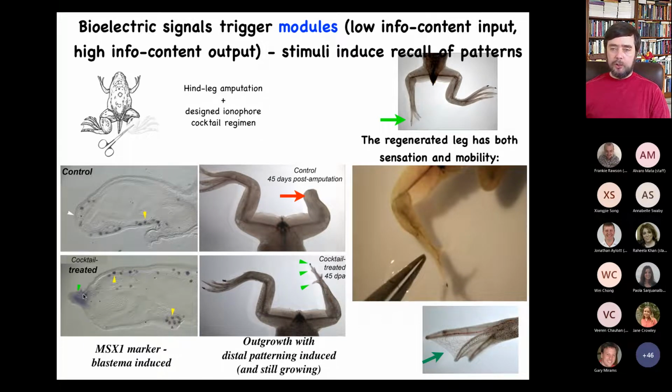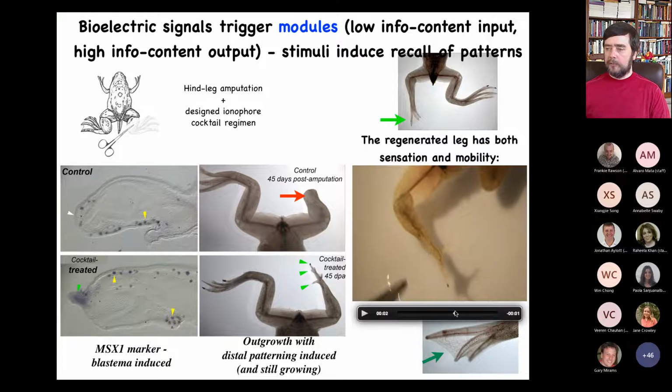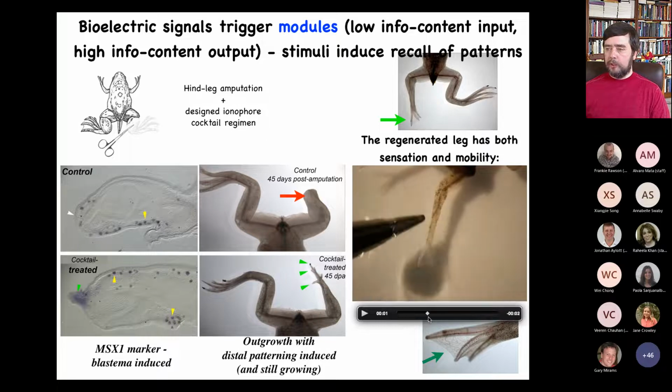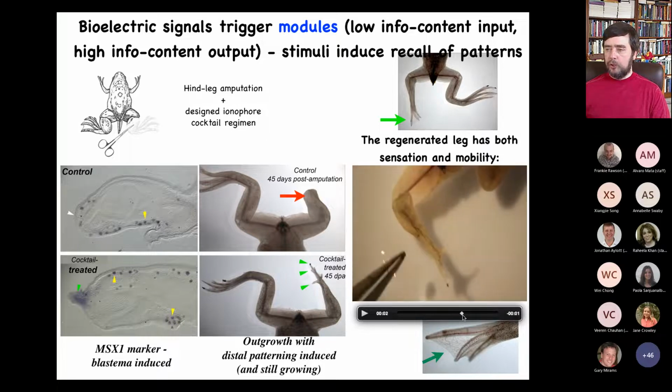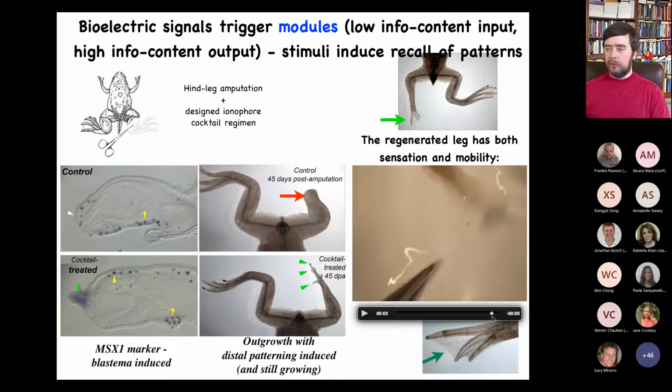So it turns on pro-regenerative genes such as MXX1, and then immediately by 45 days you can already see there are some toes, there's a toenail, and eventually there's a very nice leg that's formed that's both touch sensitive and motile. So you can see the animal can feel the touch and uses the leg, and eventually it becomes a very nice looking frog leg.